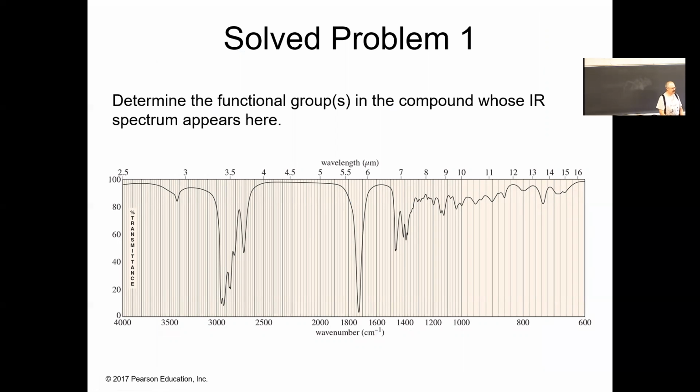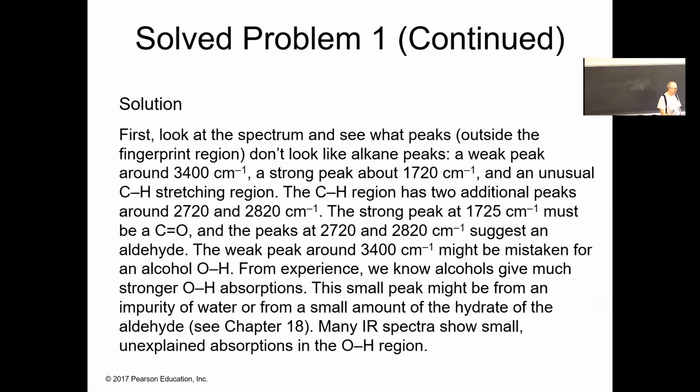Right, so let's determine the functional groups in this compound. It doesn't look like we have OHs or NHs. We don't have a nitrile or an alkyne. We do have a carbonyl that's showing up at around 1720, and we have these two peaks here at about 2700, 2800. So this would likely be an aldehyde. And that's what it is.